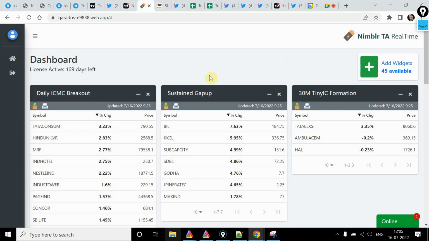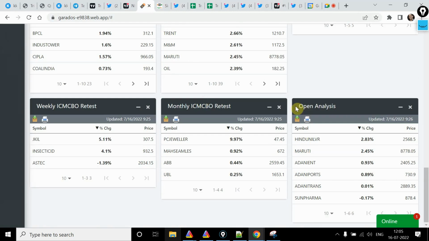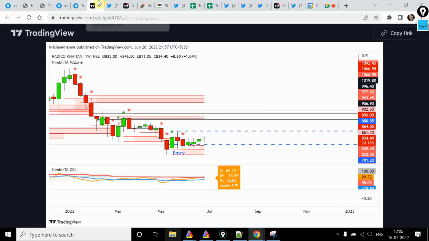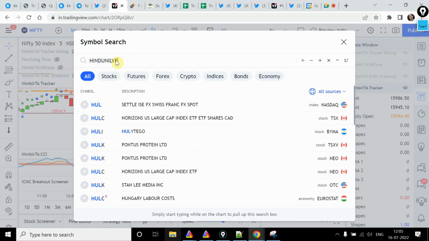Yeah, thank you. So if you see over here, I have added a widget, open analysis. If you go back to Deshma's tweet from sometime earlier, you would see how open analysis is done and how powerful it is. I see some stocks over here, Maruti, Hindustan Unilever. These are the stocks I would be tracking at 9:15, 9:20, 9:25, because at that point open analysis has been done. So for example, Hindustan Unilever, if I come to that particular stock over here, right?